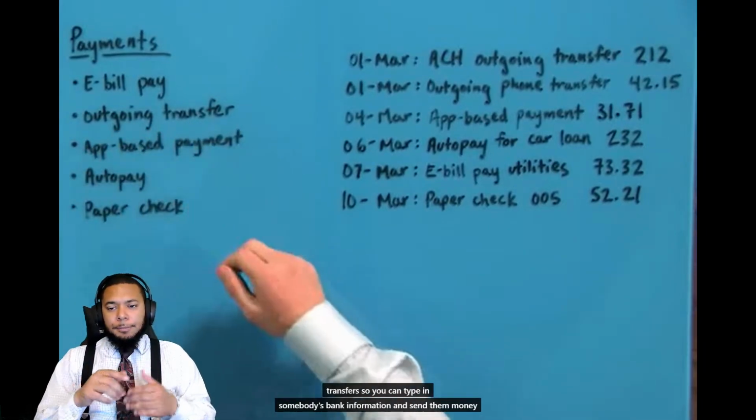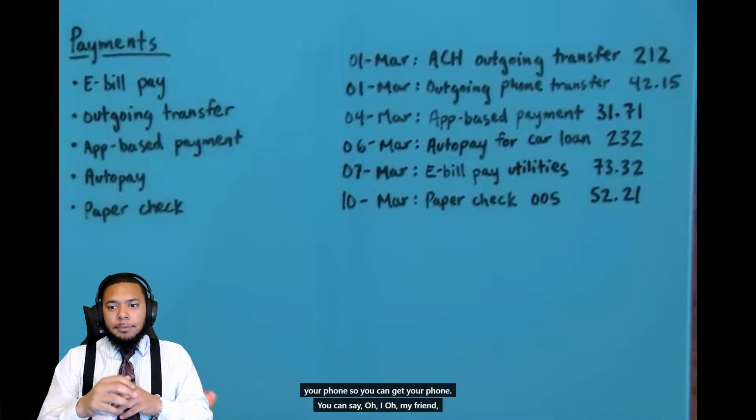Next, we have outgoing transfers. So you can type in somebody's bank information and send them money. That's known as an outgoing transfer. There are now app-based payments on your phone. So you can get your phone, and you can say, ooh, I owe my friend $23. We had an amazing dinner. Thank you. And then send it by downloading an app. And there's several different apps out there that can facilitate payments. You connect your bank account information to the app, and then you can send it via someone's email address or phone number.